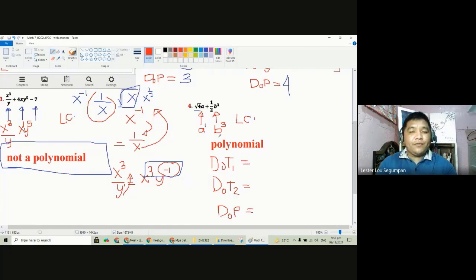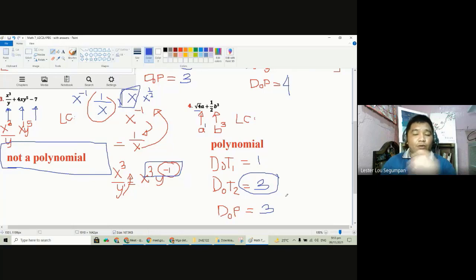Even if we have different variables here, we only have one variable per term, or one literal coefficient per term. That would mean we just simply look at their exponents, and the exponent here is 1 for the first term, the exponent here is 3 for the second term. The largest is 3. That's your degree of the polynomial.